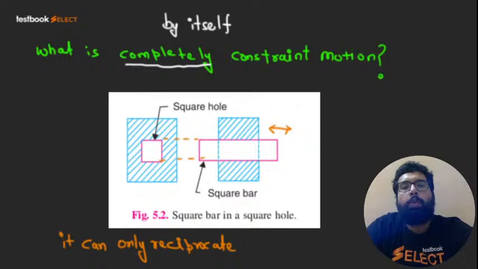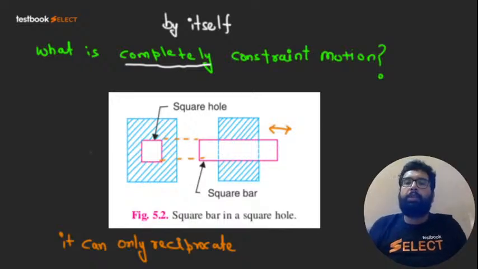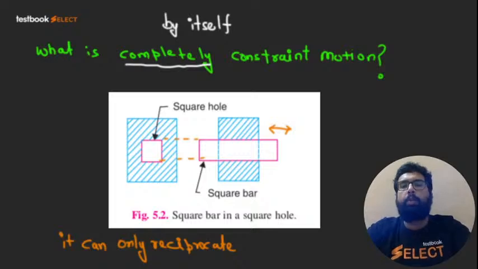Now I want to ask you one more question. Do you think there is any external factor due to which this constraint is happening here? Can I use this word, that this square bar is constrained, restricted, bound to reciprocate only in the square hole? It is bound to reciprocate only, it is constrained to reciprocate only, it is restricted to reciprocate only. In Hindi, it is bound, in a way compelled, that this square bar can only reciprocate inside this square hole.